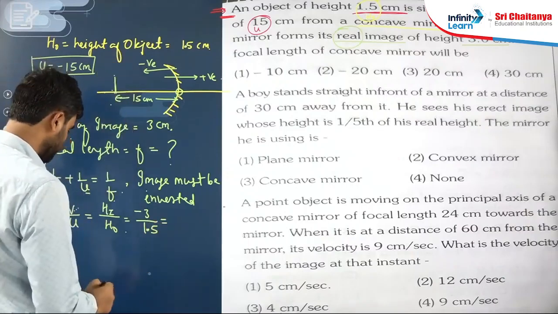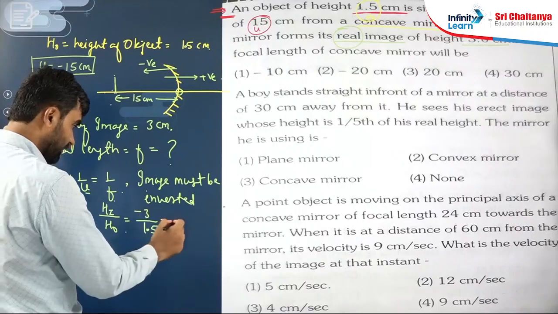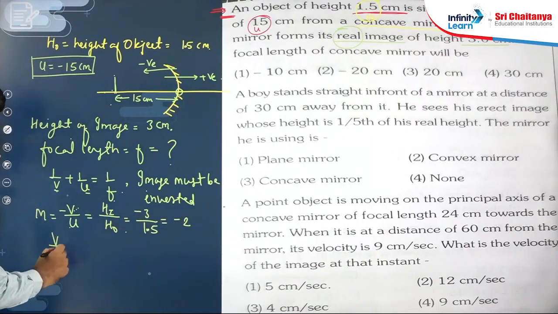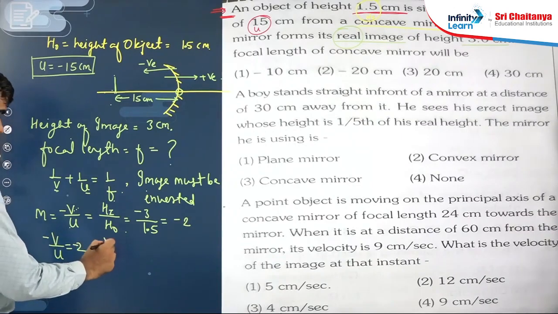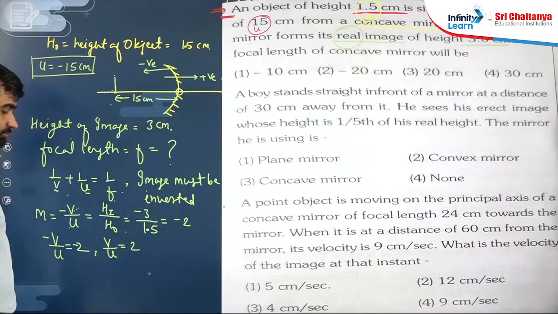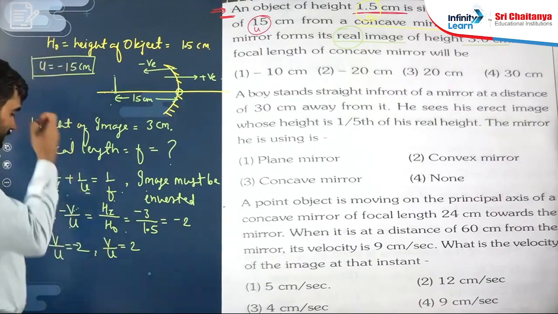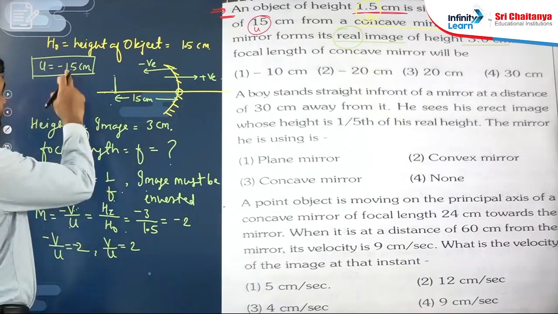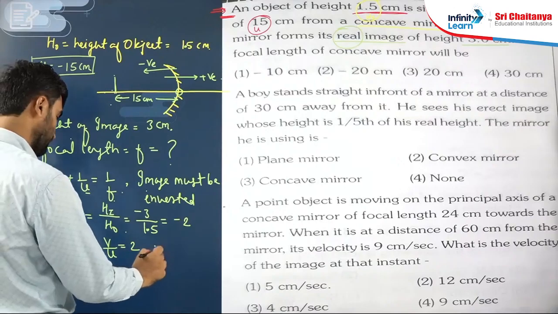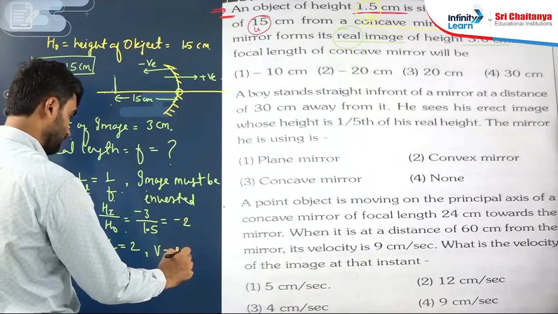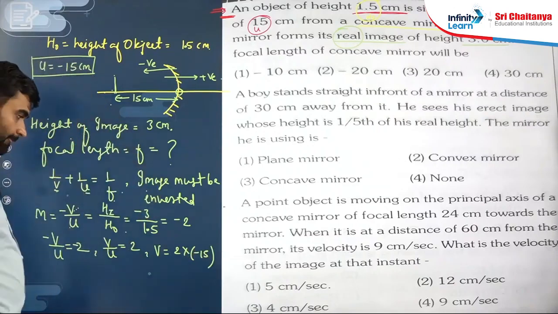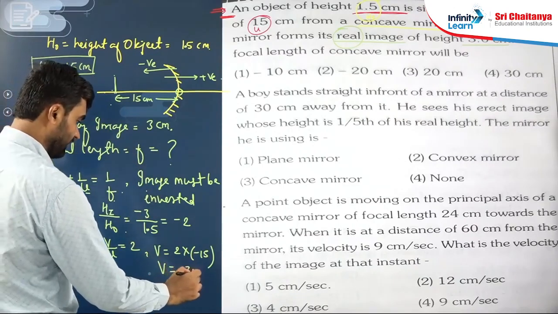So how much is it? 1.5 into 3, so minus 2. So minus v by u equals minus 2, so v by u equals 2. Right? Minus v by u equals minus 2, so minus minus cancel out. So v by u equals 2. Understood? Okay. Now we have to find out the focal length. The u value is given. How much? Minus 15. So v equals how much? Twice of u, and the u value is minus 15. Okay. So the v value we got is minus 30 centimeter.